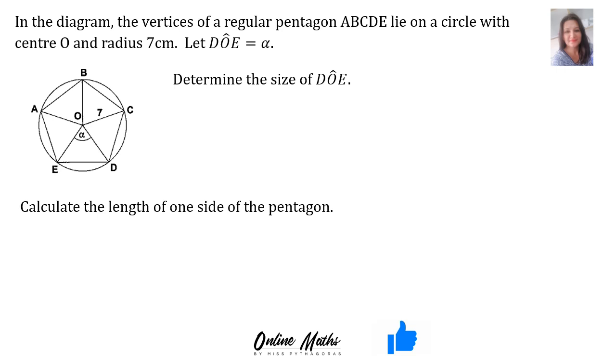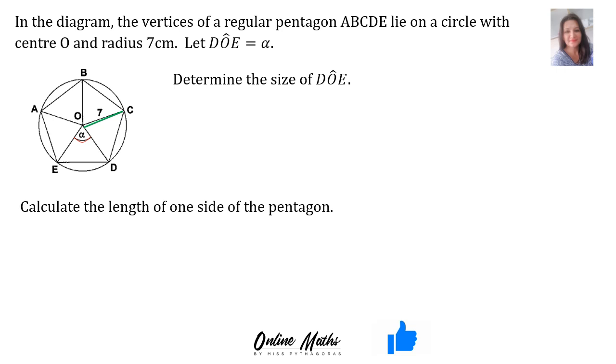In the diagram, the vertices of a regular pentagon A, B, C, D, E lie on a circle with center O and radius 7 centimeters. Let angle DOE be equal to alpha. Question 1. Determine the size of angle DOE.